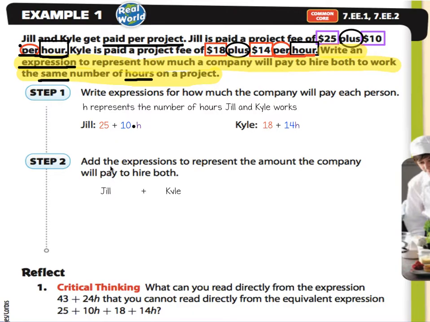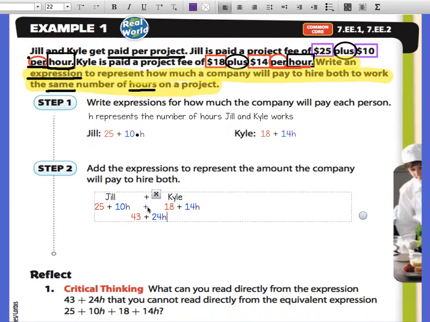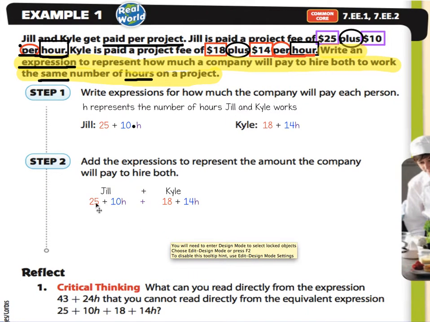So now what we're going to do is add the expressions together. So we're going to take Jill and add it to Kyle. When we do that, we literally are just saying, okay, I am going to take Jill's 25 plus 10 times H, and I'm going to add that to Kyle's 18 plus 14 times H. But now what I want to do, and we've talked about this before, is combine like terms. So like terms are terms that have similar or the same features.